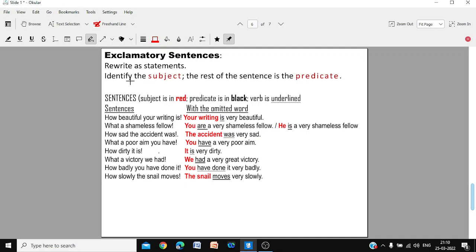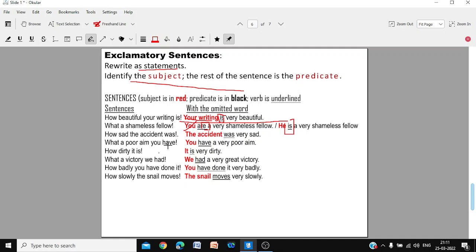Now exclamatory: identify the subject, but before that rewrite as statements. Then you can find out the subject. How beautiful your writing is. Rewrite it as your writing is very beautiful. Now you know that this is the verb, so what comes before the verb is a subject. What a shameless fellow. You are a very shameless fellow, or he is a very shameless fellow. Now you have identified the verb, so you know that what comes before the verb is a subject.